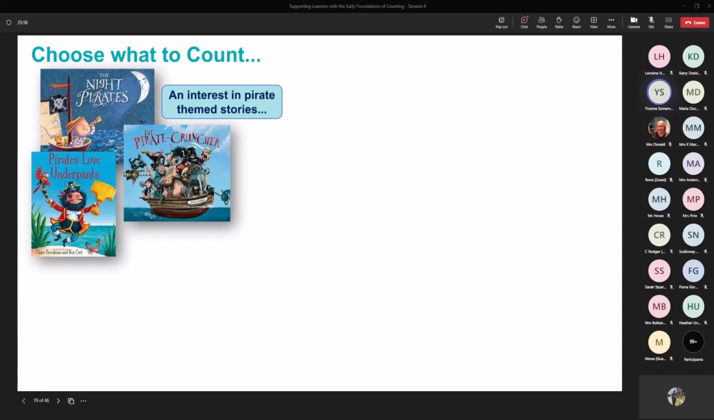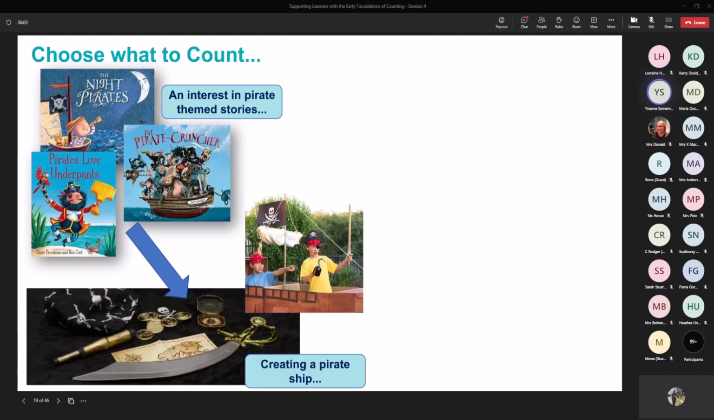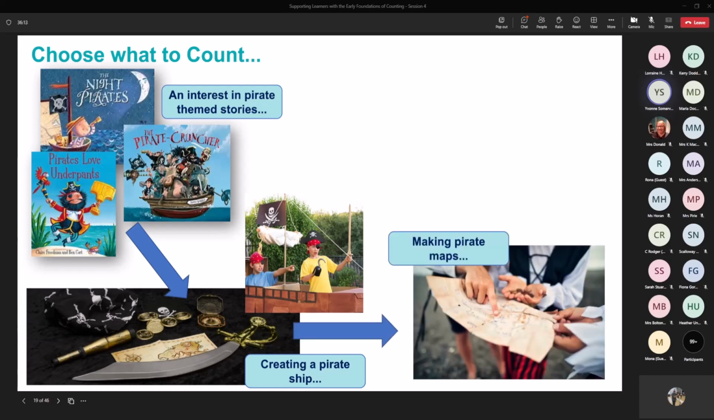This led to lots of interest in other pirate books being read and shared and enjoyed. Then the setting began to notice that this was trickling through into children's play, so lots of different pirate play was going on within the setting, which included creating their own pirate ship. As part of that, some of the children began to produce their own treasure maps, following directions and routes around the setting, helping each other to look for the treasure.